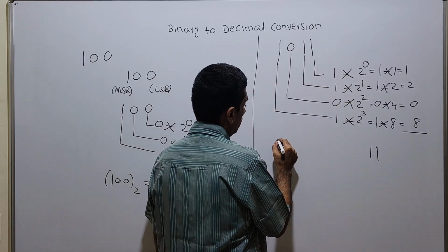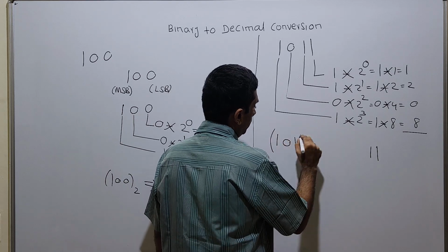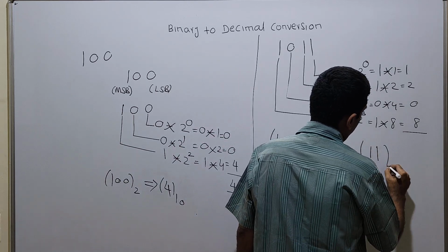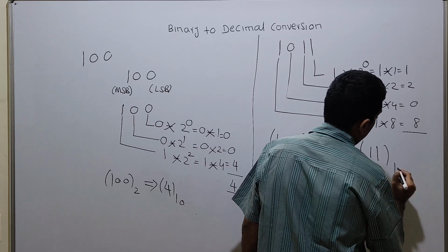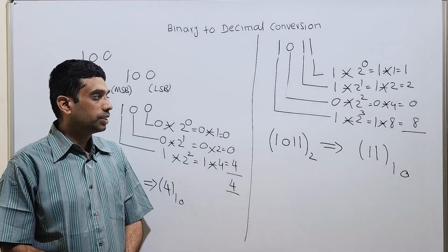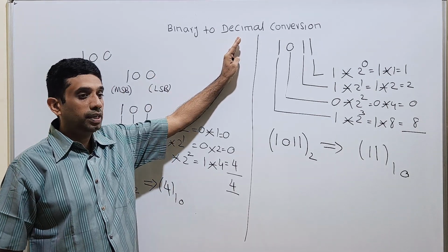What is my input? 1011 is my input, a binary number, base 2, which is converted into the decimal number 11. The base is 10. That's it. In this video, we have discussed how to convert a binary number into its equivalent decimal number.